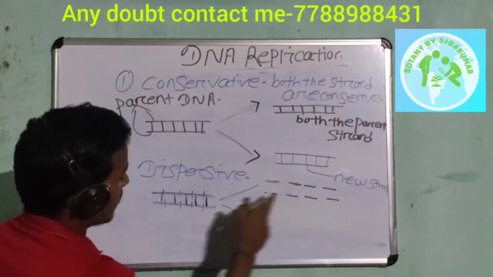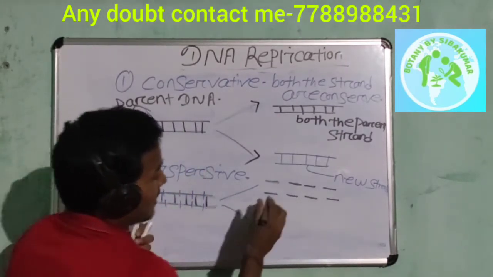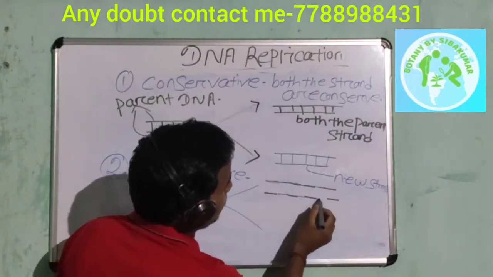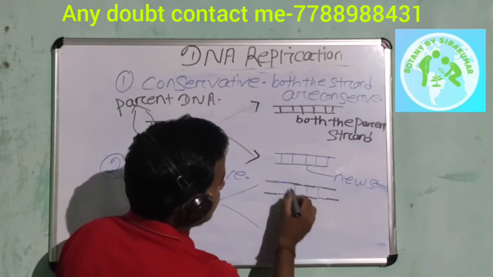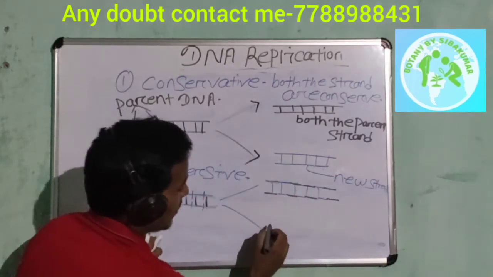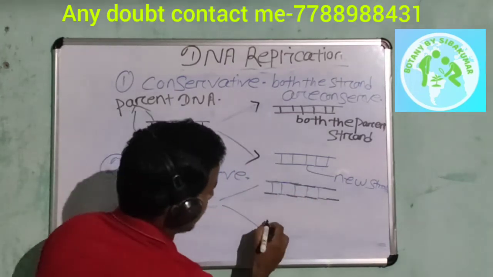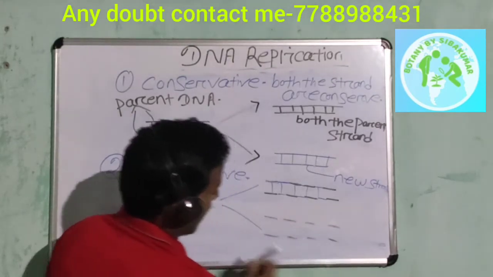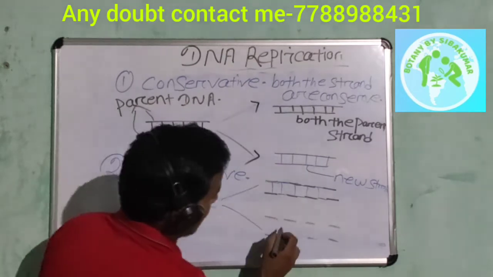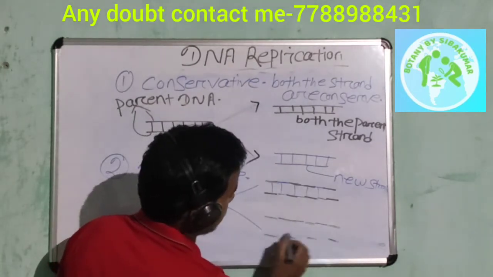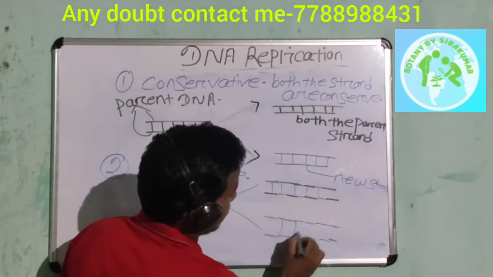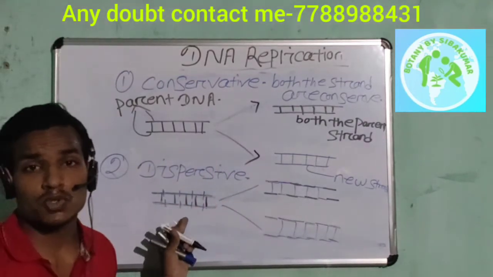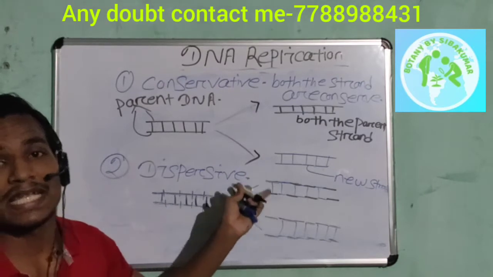This black line represents the parent strand, and this blue line represents the new strand. These are the new strands. Similarly, in the second one, the parent strand patches are intermediate between two parent strands, and the daughter strand is also present in this manner. Is that clear?